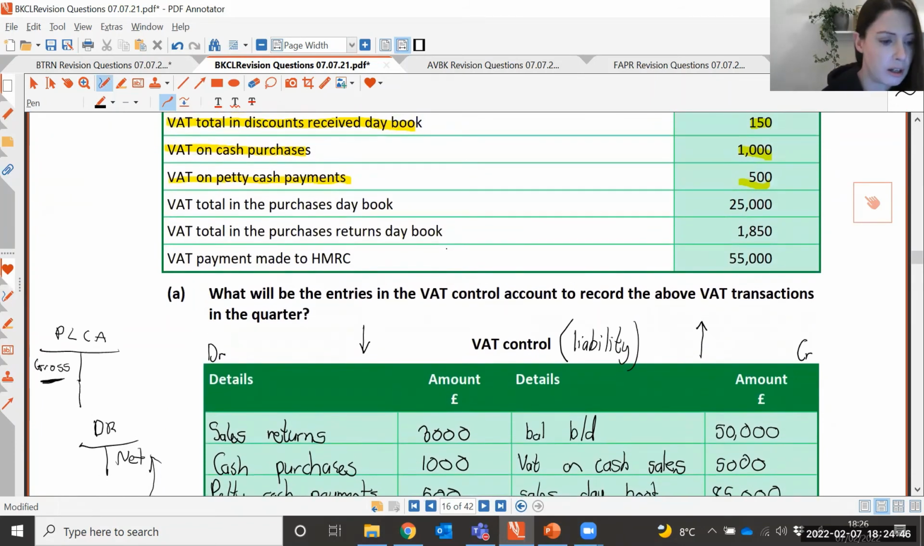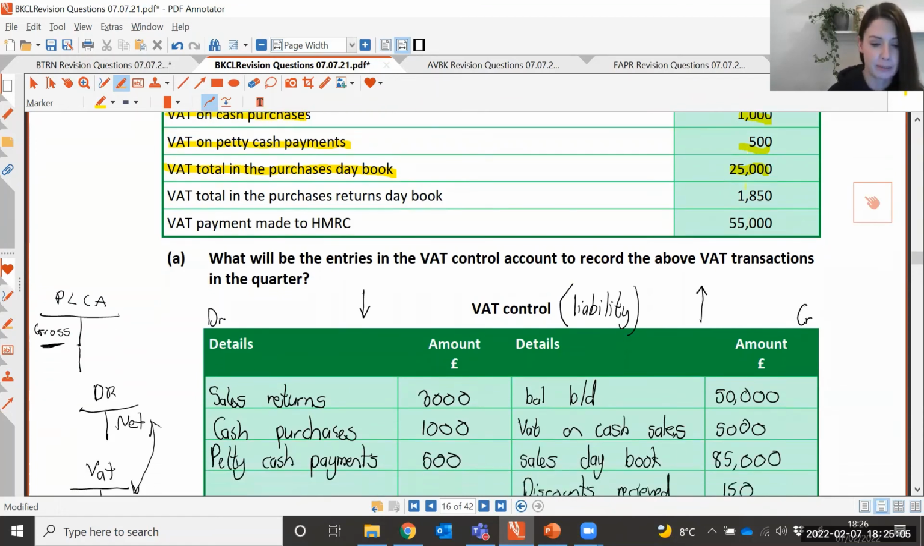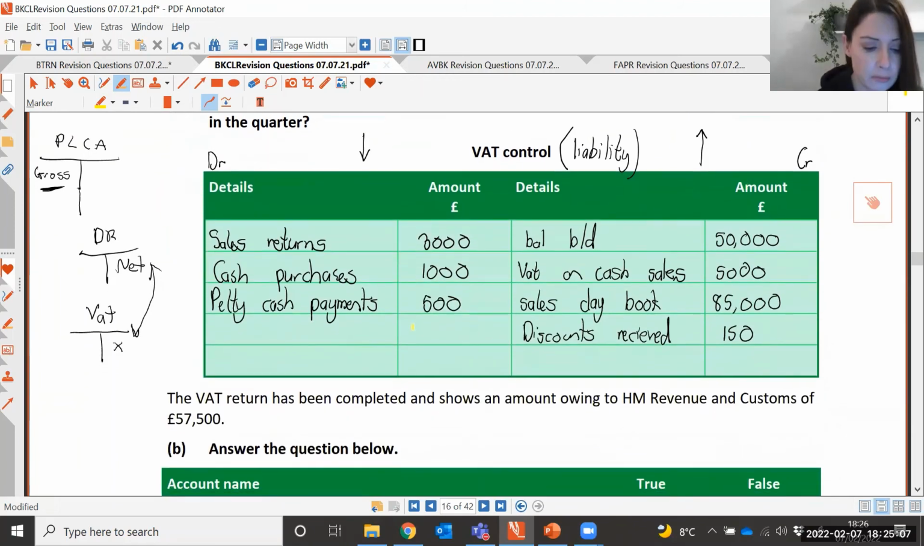And then we've got the VAT total in the purchases day book. So remember, the purchases day book would record our credit purchases. So what side of the account? Yeah, again, credit purchases will go on to the debit side of the account so we can claim the VAT back. So this was the purchases day book.